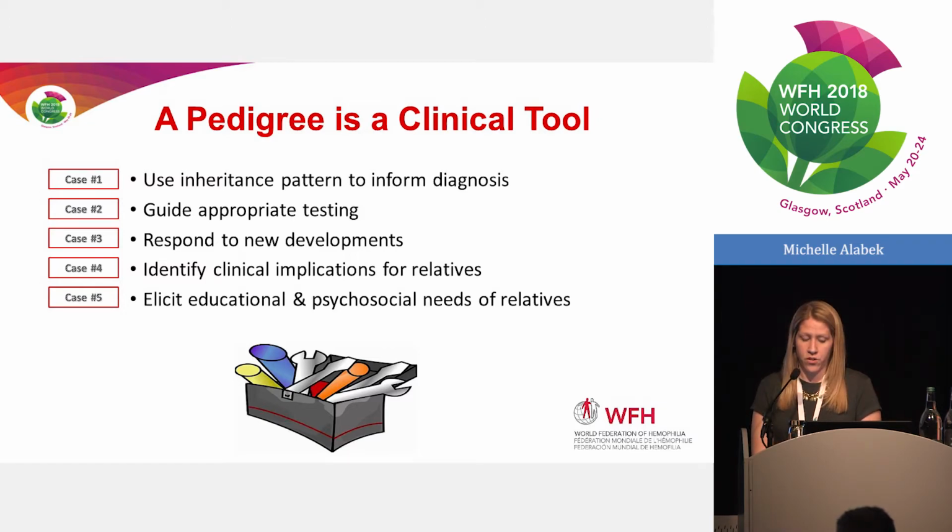So you can use a pedigree to identify the inheritance pattern in a family and inform what your diagnosis or your differential may be. You can use a pedigree to guide what testing may be appropriate for this family that might not be an option for another family. It can allow you to respond to new developments in the family, to identify what clinical impacts this may have for relatives, and to really elicit educational and psychosocial needs for family members as well. So I'm going to move into a few case examples that I think will just highlight for you how taking the pedigree in these situations really allowed us to provide better care for the family.